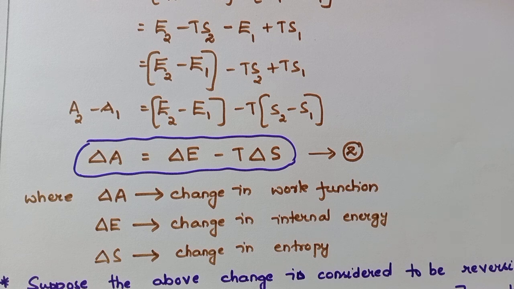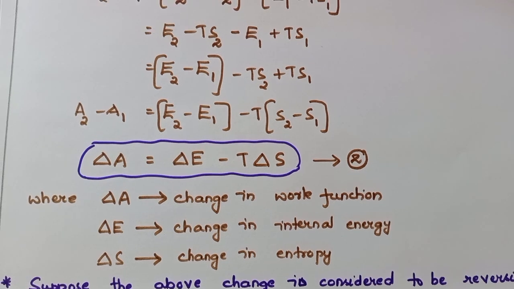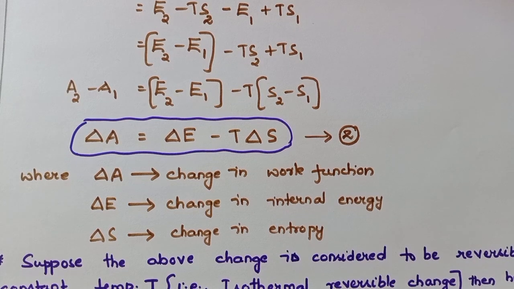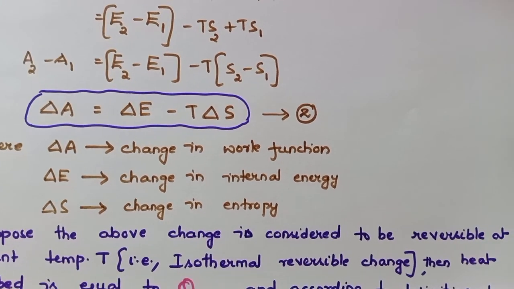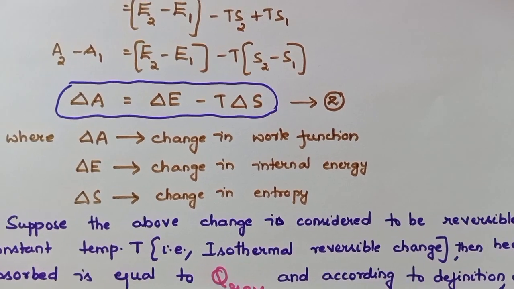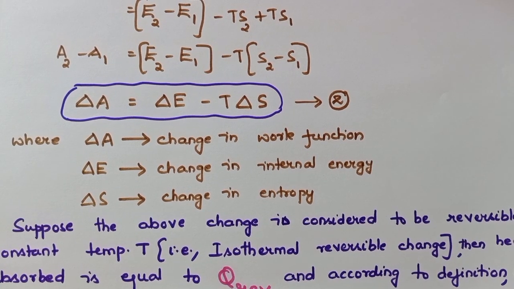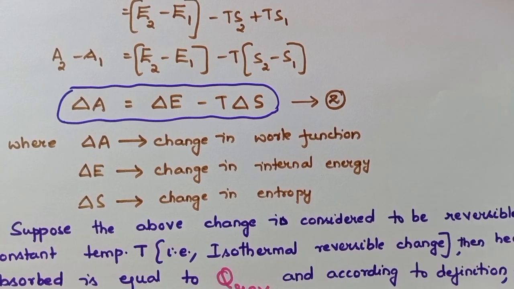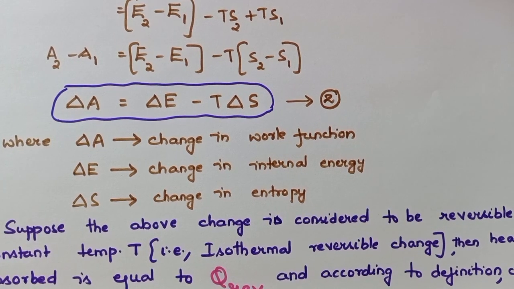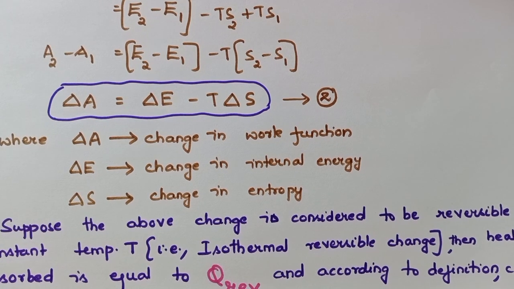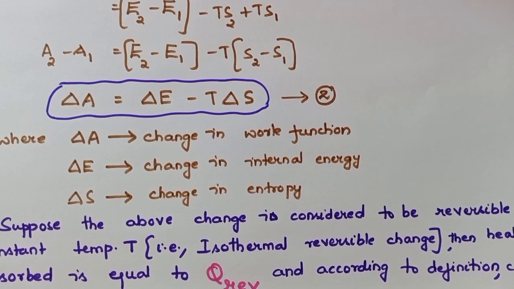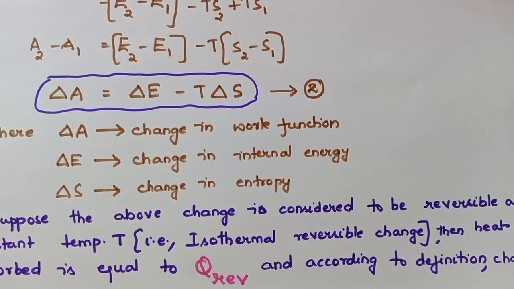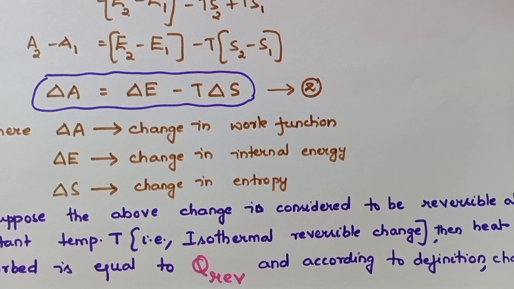Now, see, we have started considering the change from the initial state to the final state. Now, if the same change is considered to be reversible, that means the change is taking place reversibly at constant temperature. Below write down: suppose the above change is considered to be reversible at constant temperature T. Reversible change at constant temperature T can be written in a single term, that is, isothermal reversible change. This also we have learned in the previous classes.